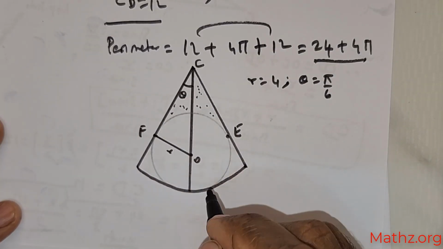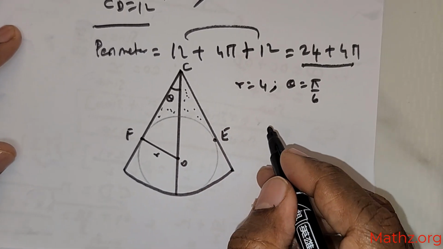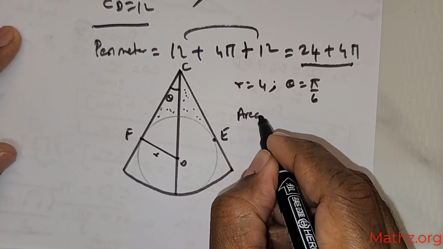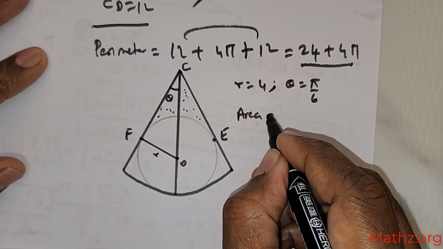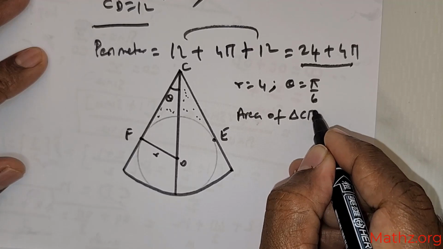Students, we are asked to find the area of the shaded region, so this region. Now foremost, what I want to do is I want to find the area of triangle CFO.